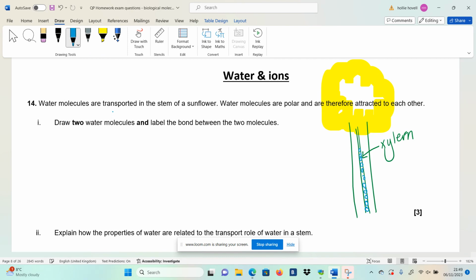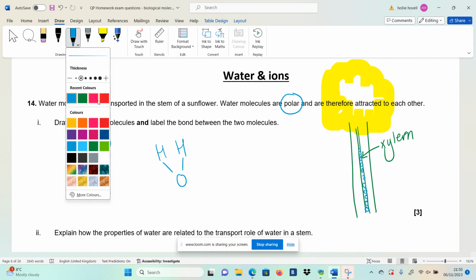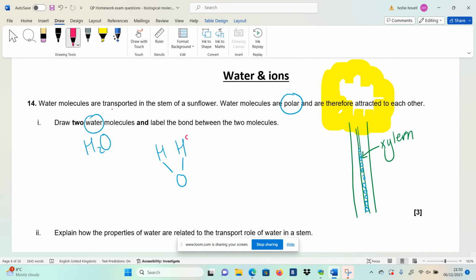Okay, so water molecules are polar, and therefore they are attracted to each other. Draw two water molecules and label the bond between the two molecules. So we should know, hopefully, that water is H2O, so it's two hydrogens, one oxygen, like that. The next thing we should know is that they're polar, therefore the hydrogens are slightly positive. This is the little symbol for slightly, and the oxygen is slightly negative.